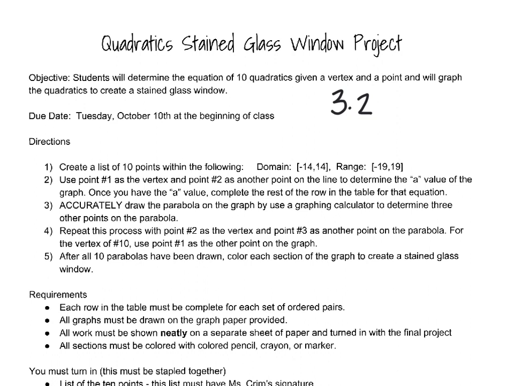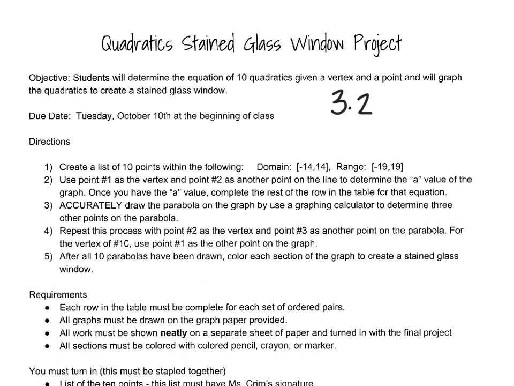But then you're going to do a little bit more, and you're actually going to graph the quadratics and create a stained glass window. This project is due on Tuesday, October 10th at the beginning of class. That gives you a little over a week and a half to work on it. The first thing you need to do, before we get into the graphing part, is fill in your table and get all of that information. That's what I'll talk to you about today, and then on Friday I'll talk about the graph.